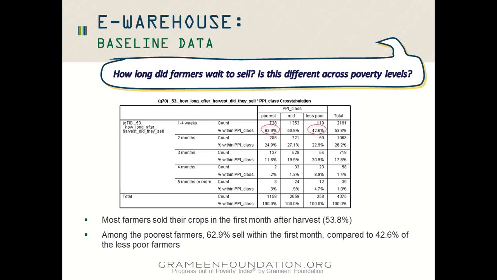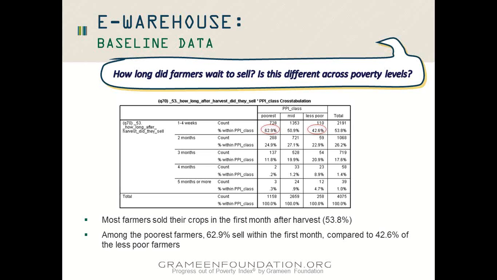How long did farmers wait to sell, and is that different across poverty levels? We found that while most farmers sold their crops within 1 month after harvest, there was a lot of variation between the poorest and the least poor. 62.9% of the poorest farmers sold their grain within the first month, compared to 42.6% of the less poor farmers.